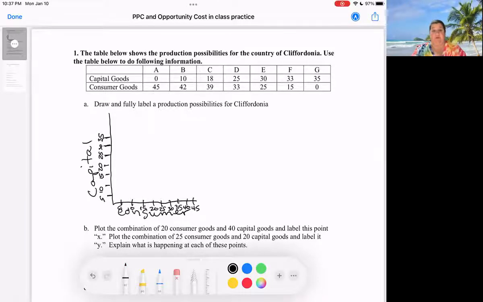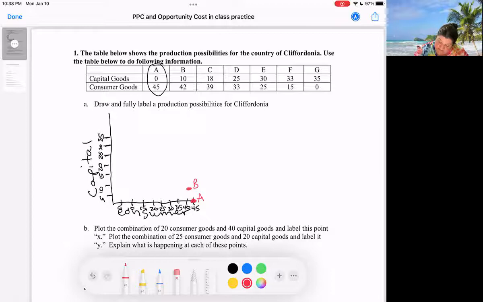Okay, so now we're going to plot these points. Point number 1 is here, and we're going to label that point A. I need to go to 0 on the capital goods. I'm going to change color so we can see it easier. We'll make them red. So I'm going to go to 0 on the capital goods and then 45 on consumer goods. That means I'm going to put a point right here, and I have to label it. That is point A. Next, for point B, we're going to go to 10 and 42, which puts me right about there. We'll call that B. 18 and 39 puts me up here.